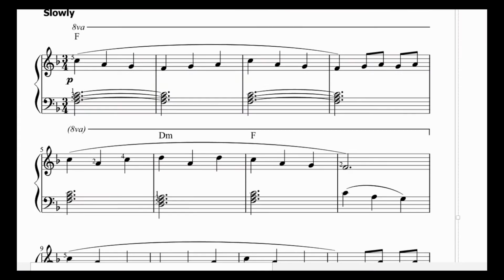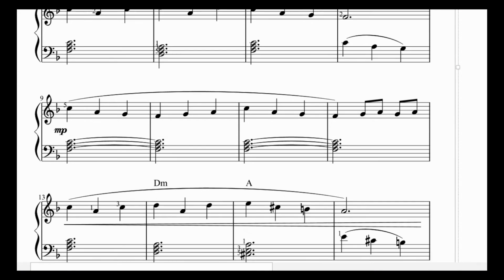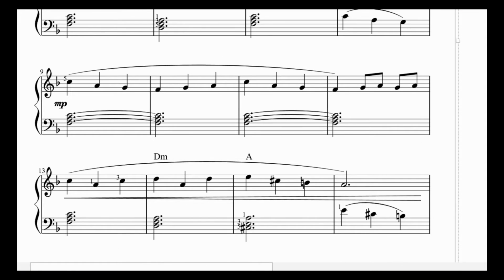Halfway through the first page, when you get to the third line, you'll notice that the 8VA marking is gone. So you would just then play lines 3 and 4 in the regular octave where they're written. What this is trying to accomplish is imitating the instruments in the original version of Morning Mood. It opens with a flute, which has a high-pitched sound, and then is followed by an oboe, which has a lower-pitched sound. So that's what that's trying to imitate.